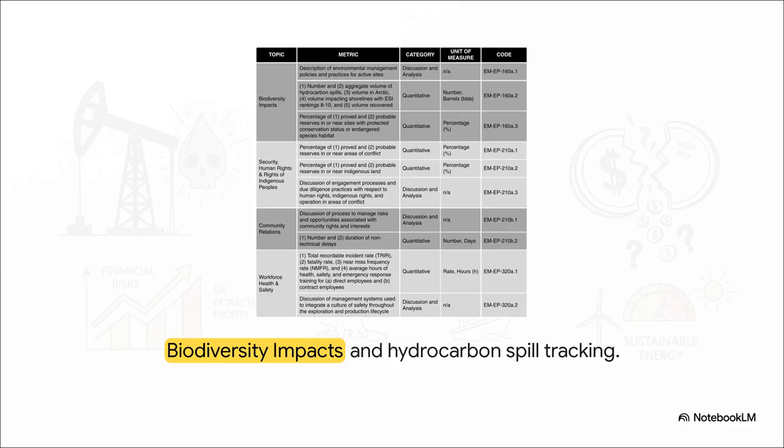Take a look at the top rows of this table, detailing biodiversity impacts. The standard meticulously tracks hydrocarbon spills. But, and this is key, it doesn't just ask for a total volume. No, it specifically demands that companies disclose the volume of spills occurring in the Arctic, as well as spills that hit shorelines with an environmental sensitivity index ranking of 8 to 10.